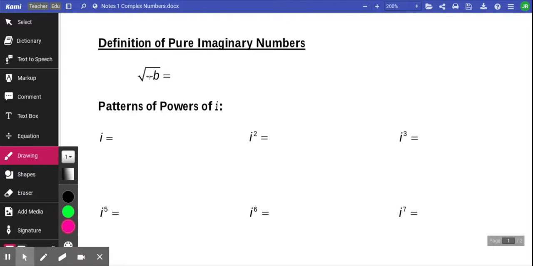The square root of negative b is going to be rewritten as the square root of -1 times the square root of b. And by definition, i is the square root of -1. So the imaginary number i is the square root of -1. So I'm going to replace that right here, and this would be i times the square root of b.